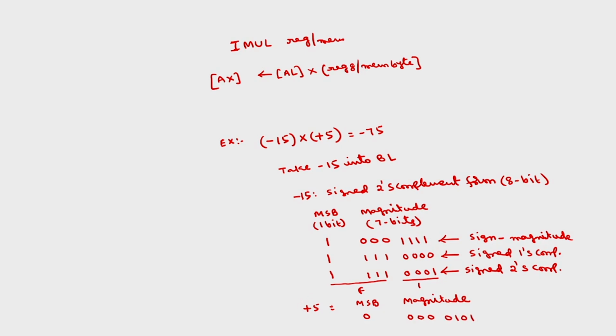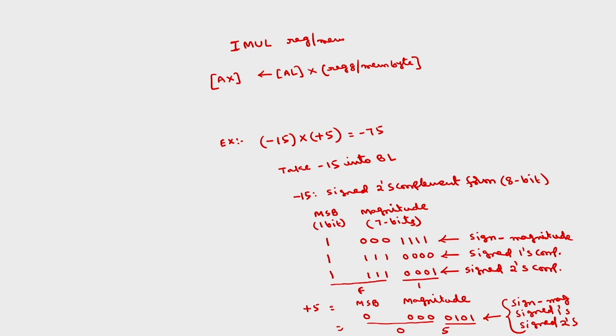If the number is positive, all the 3 representations are the same: signed magnitude, signed 1's, as well as signed 2's. So these representations will be different only if the number is negative. So what will be the hexadecimal of this now? If I take this 0 0 0 0 as 0, this is 5, so 05H.